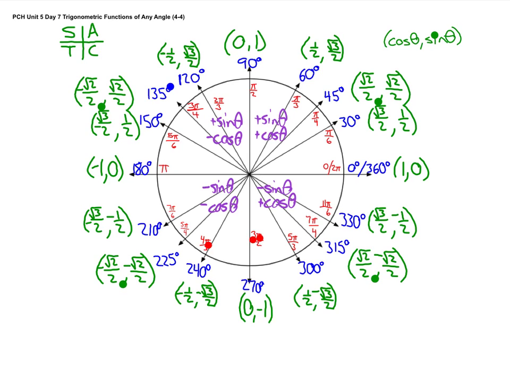It's really easy. Now, here comes the one you've got to think about. Tangent equals sine over cosine. So if I have a positive over a positive, that's going to give me a positive. And if I have a negative over a negative, that's going to give me a positive. So the tangent is positive in the first and third quadrants, but it's negative in the second and fourth quadrants.